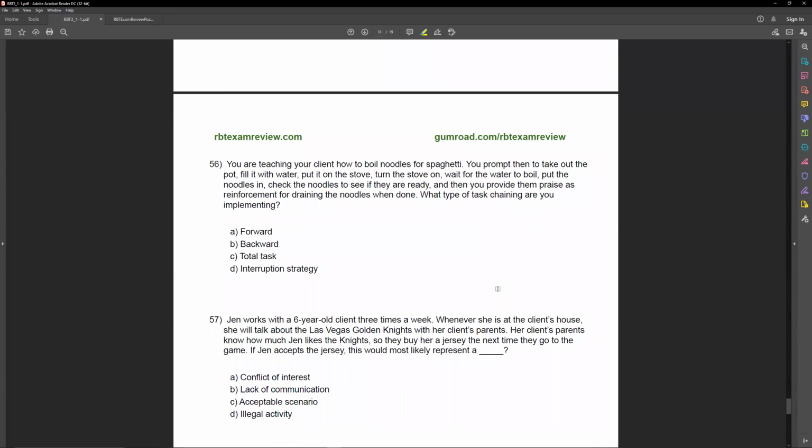Okay, 56. You're teaching your client how to boil noodles for spaghetti. You prompt them to take out the pot, fill it with water, put it on the stove, turn the stove on, wait for the water to boil, put the noodles in, check the noodles to see if they are ready, and then you provide them praise as reinforcement for draining the noodles when done. What type of task chaining are you implementing? All right, actually a pretty easy question.